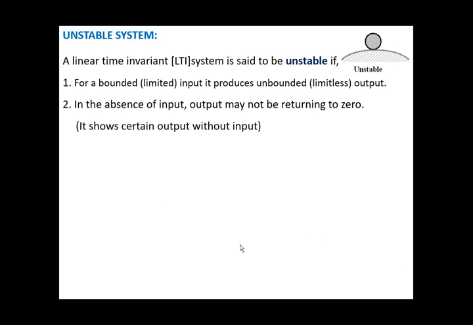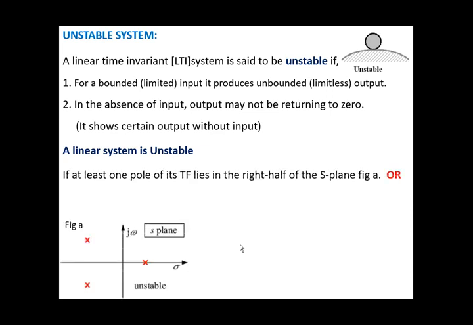For an unstable system, the input is limited but the output is limitless. It is unbounded. It is not a bounded input and bounded output system. It is just that the input is bounded and the output is not bounded. The output tends to infinity. Only the input is limited.